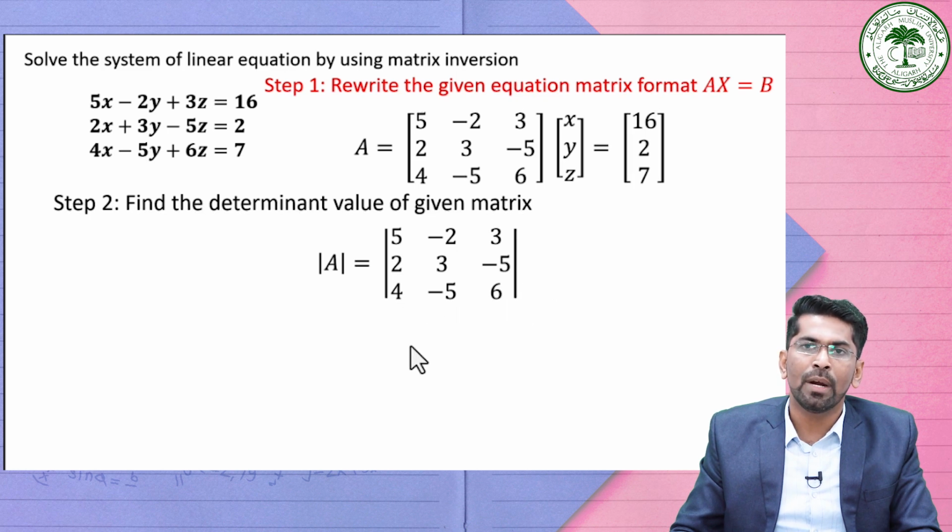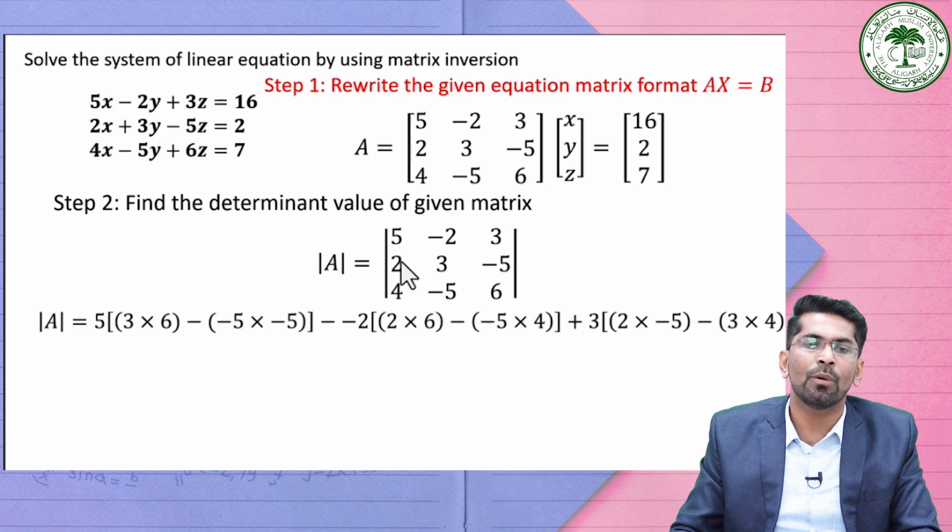First we are going to find the determinant value by taking the first element, that is 5, and accordingly we cross the first row and the first column. Then it is equal to 5 into (3 into 6 minus 5 into minus 5), minus the second element, that is minus 2, into crossing the second column and the first row, we have (2 into 6 minus 5 into 4), plus the third element, that is 3, into crossing the concerned row and column, then it will be (2 into minus 5 minus 3 into 4).